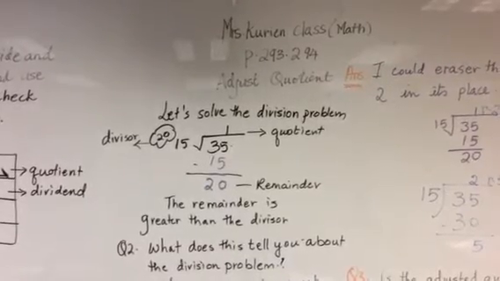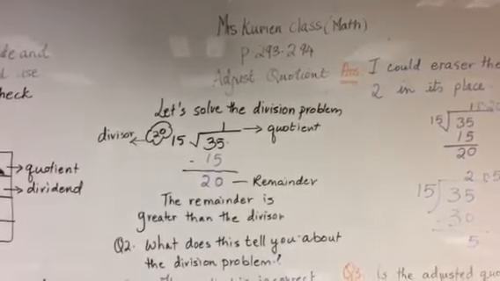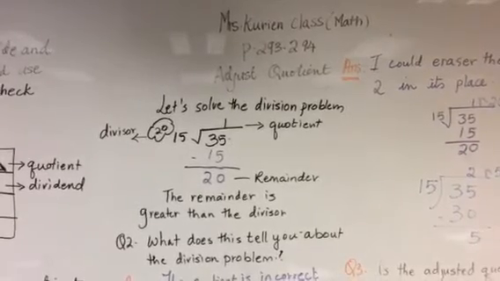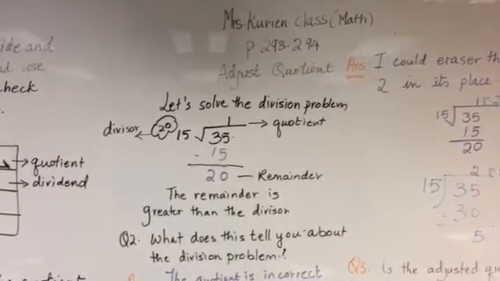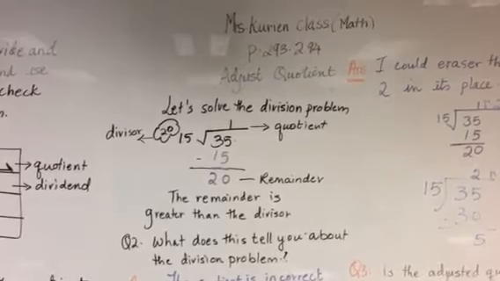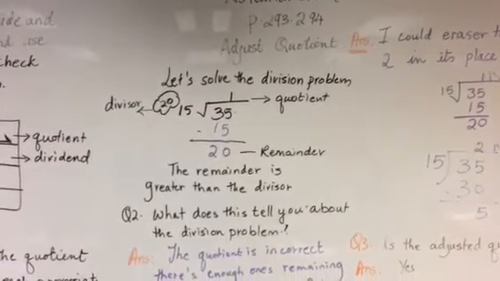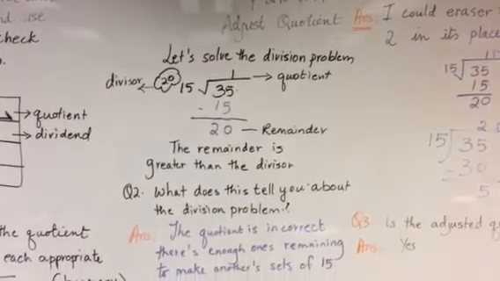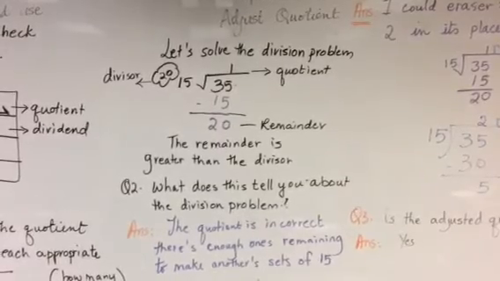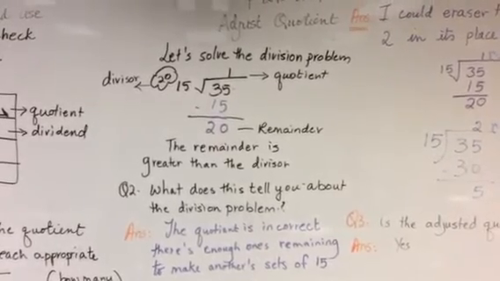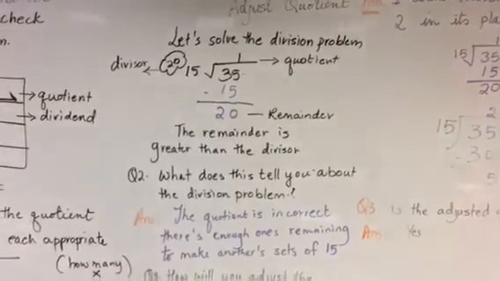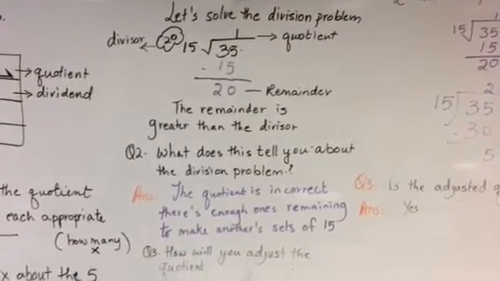35 minus 15, you got remainder 20. Something wrong about the remainder. The remainder is greater than the divisor. What does this tell you about the division problem? The quotient is incorrect. There is enough ones remaining to make another set of 15. So how will you adjust the quotient?